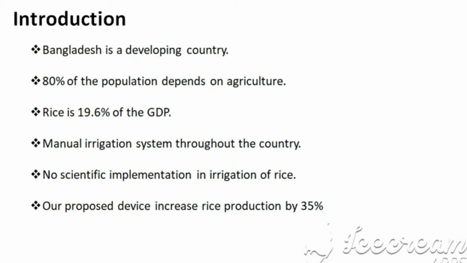Bangladesh is a developing country. Around 80% of the population depends on agriculture. The GDP rate is 19.6%. The farmers of our country have little knowledge about the systematic irrigation. So they use the manual irrigation system throughout the country. They do not use scientific implementation in irrigation of rice. Our proposed device increased rice production by 35%.